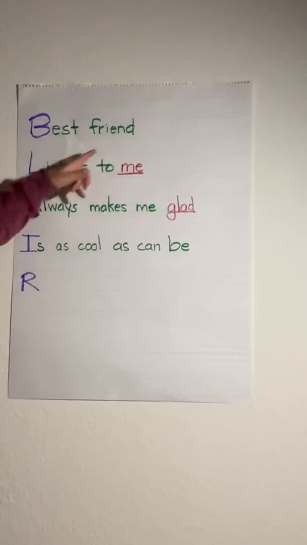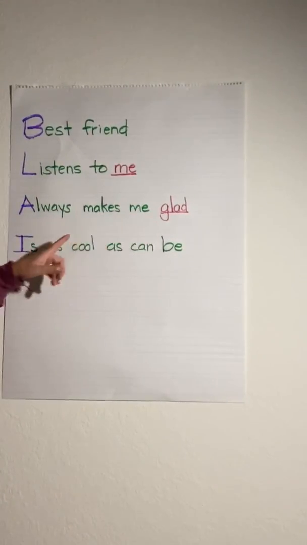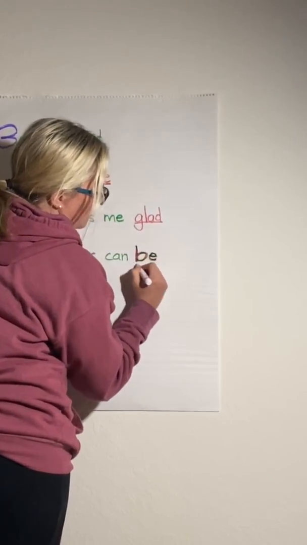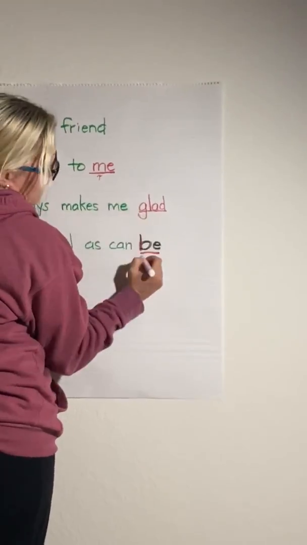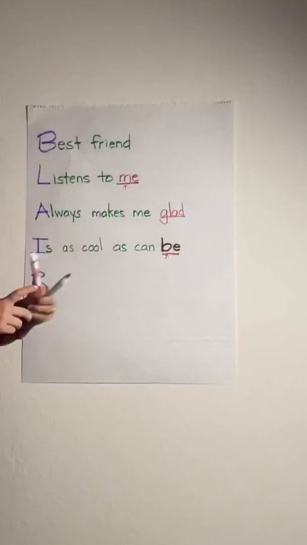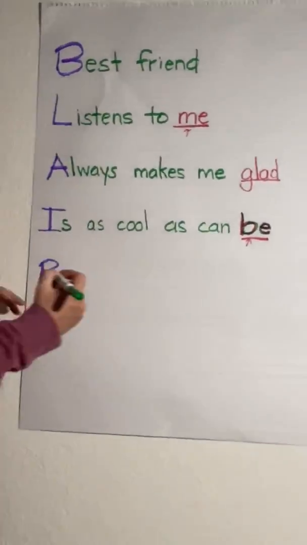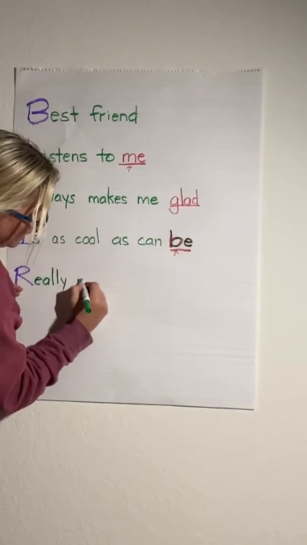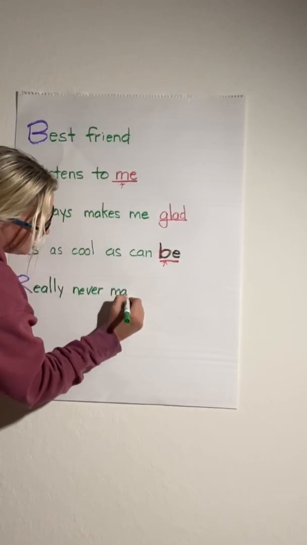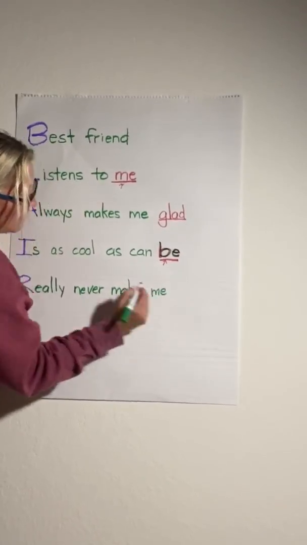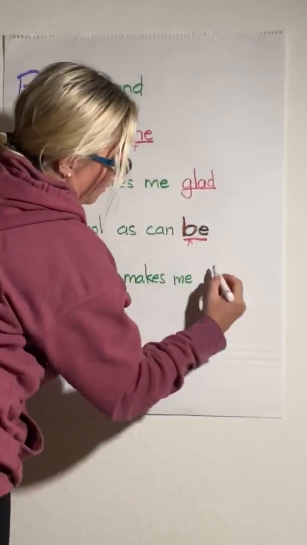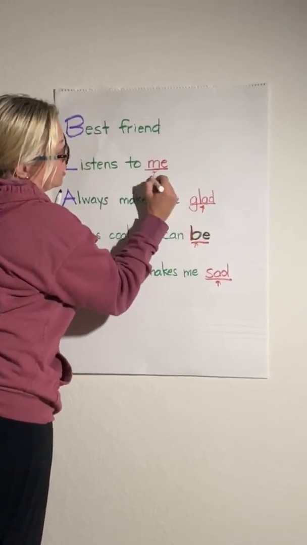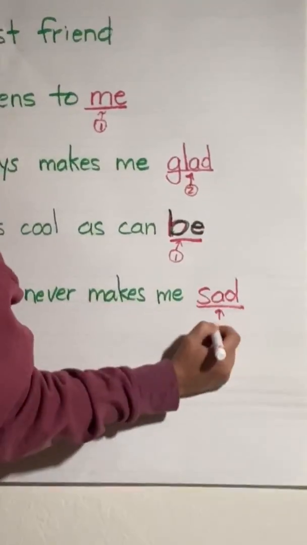So listen to my poem so far. Best friend listens to me, always makes me glad, is as cool as can be. See right there, and I should have written this in red, apologize. These two words right here rhyme. And now I'm going to make this last word rhyme with glad. Now you don't have to do rhyming if you don't want to. Really never makes me sad. And there's that word that rhymes with glad. See that? So these two rhyme together, and this is the second rhyming set right there.